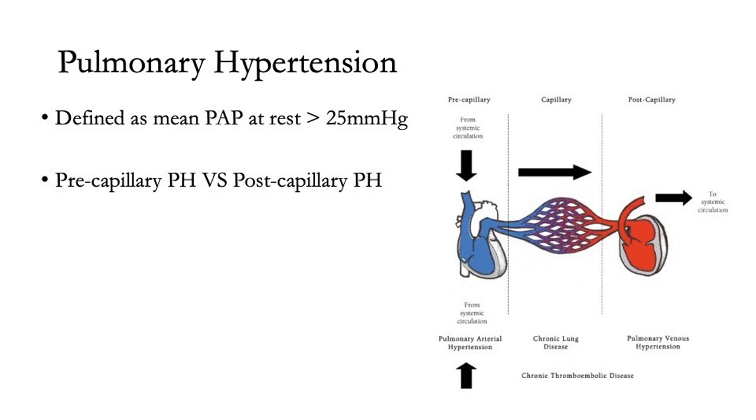Postcapillary pulmonary hypertension is due to left heart disease, for example obstruction of pulmonary venous drainage or high left atrial pressures in congenital mitral stenosis. Pulmonary artery wedge pressure is greater than 15 mm mercury, and pulmonary vascular resistance is less than 3 Wood units.